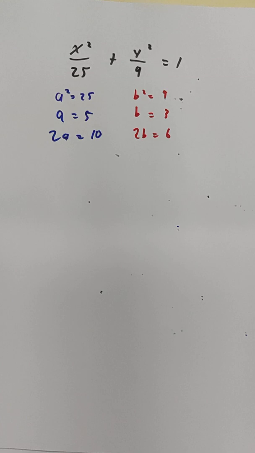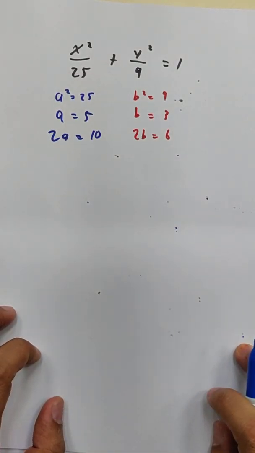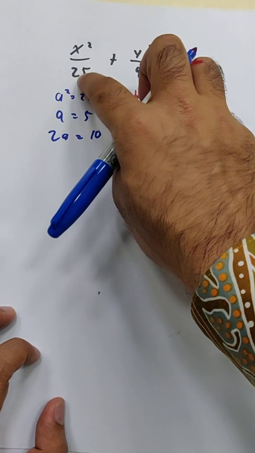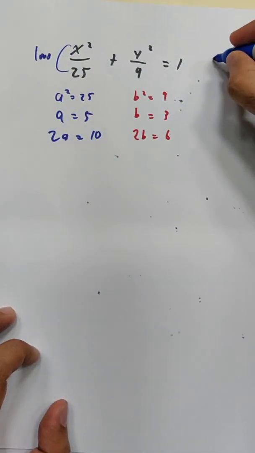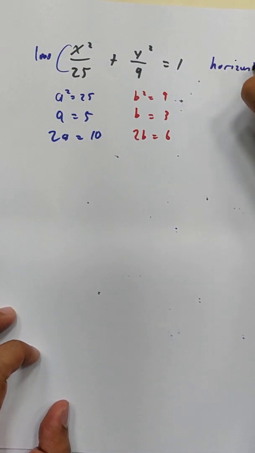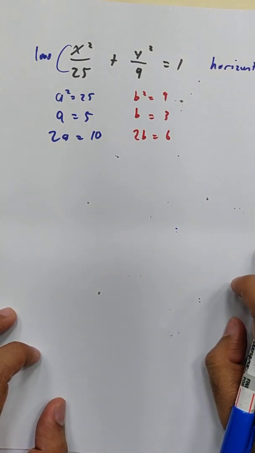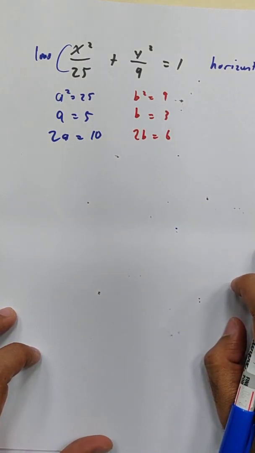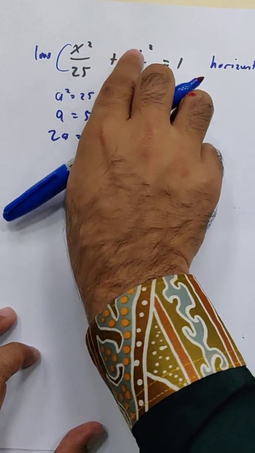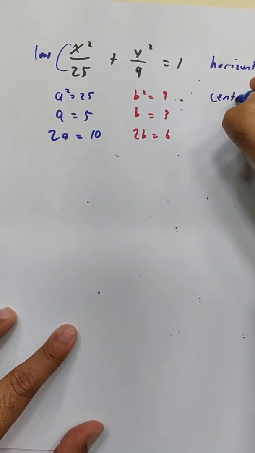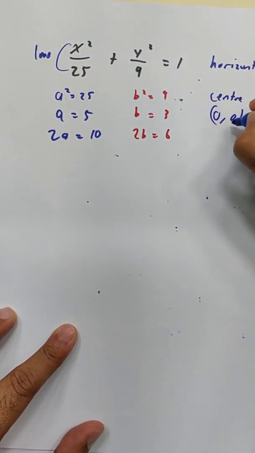Okay, is this vertical or horizontal? Why is it horizontal? The long one is over here. So it's a horizontal ellipse. What about the center? What is the center for this case? Is there any h and k? So the center is 0, 0. Are you okay?